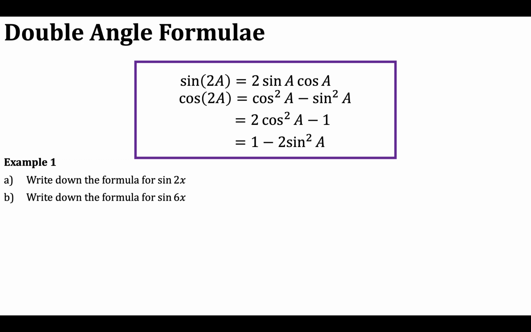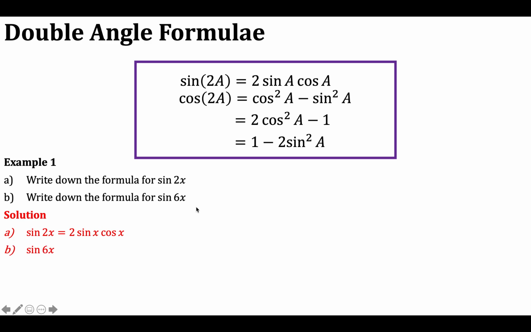So example 1, we want to write down the formula for sine of 2x, and part B, write down the formula for sine of 6x. So part A is very straightforward, we already have that up here, so sine of 2x is equal to 2 sine x cos x. So we can write that down.